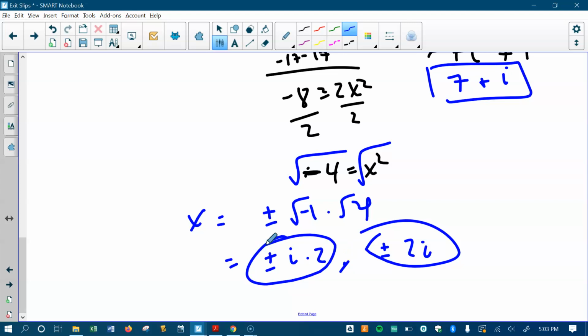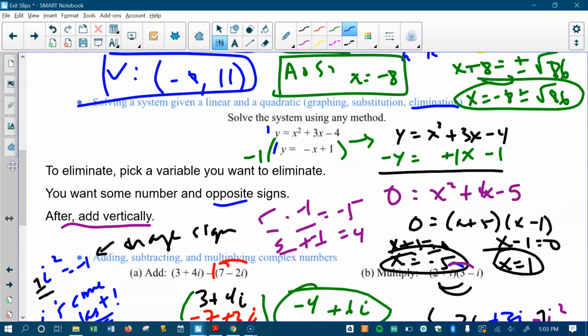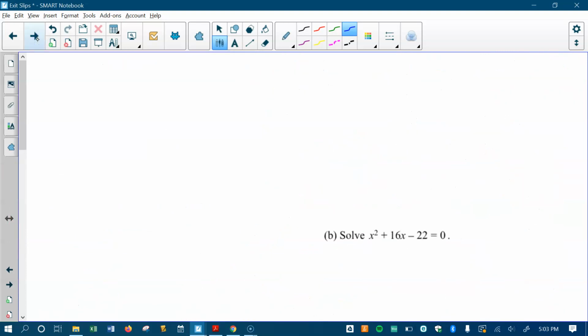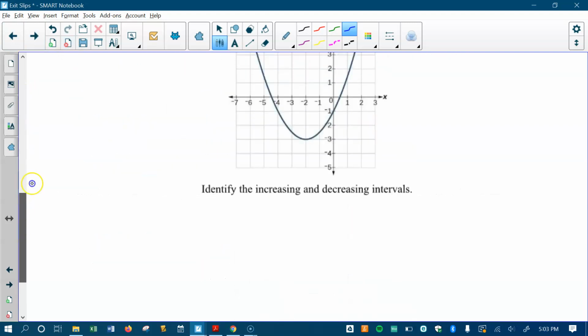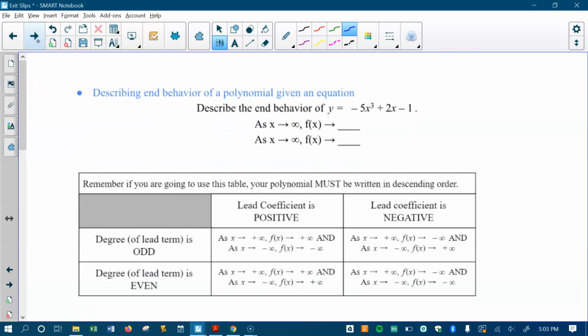Oh, I made some eyes. Ha ha ha. Oh, Mr. Lakin, you're so funny. Next one. We did that. Next one. So delete that page. Ooh, we exit slip 4. Yes, we made it. Woohoo! We're all done. Oh boy.